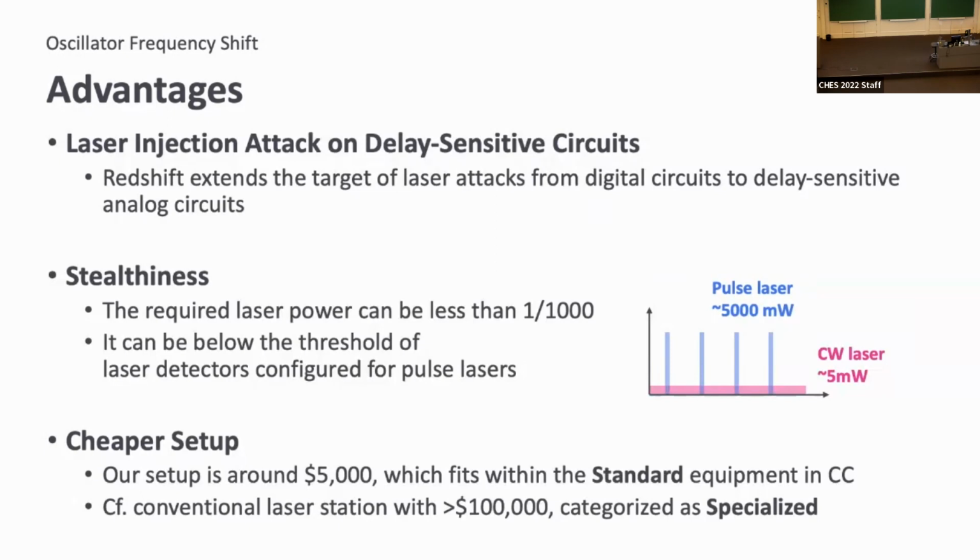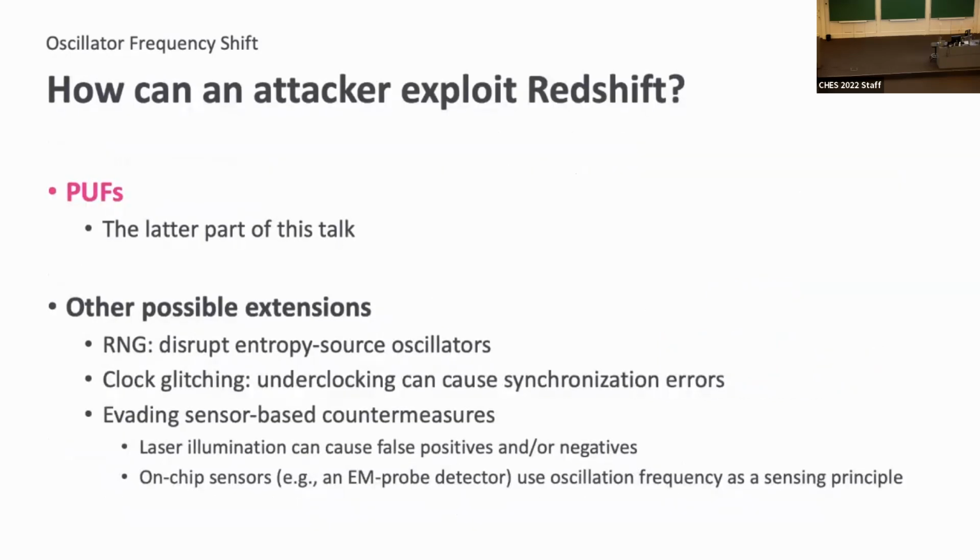Our setup costs around $5,000, mostly for the microscope, in contrast to conventional laser stations, which typically cost more than $100,000. This makes the difference in attack classification in the Common Criteria certification. How can an attacker exploit Redshift?